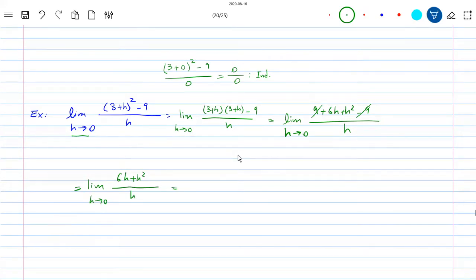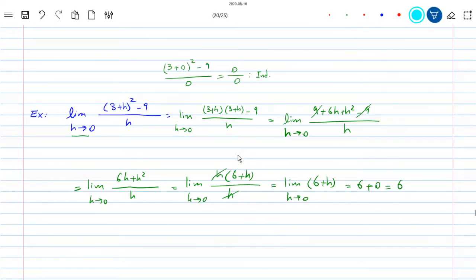You can still continue to simplify. In the numerator, they both have an h in common. Factor out that h. You get 6 plus h, divided by h, as h approaches 0. You can cancel out these two. So what I end up having is just 6 plus h. Now if you calculate the limit by replacing h with 0, you'll get 6 plus 0. And now you have a value for the limit. So what was the limit of this fraction? It's simply 6.